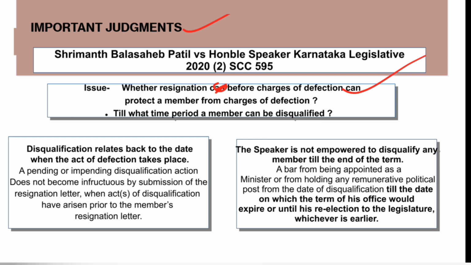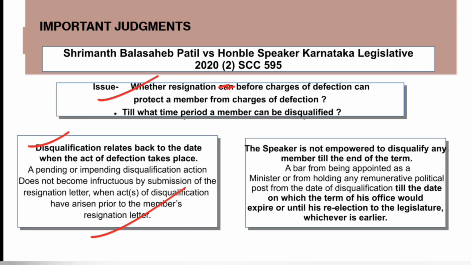So it was held that disqualification relates back to the date when the act of defection takes place. And a pending or impending disqualification action does not become infructuous by submission of the resignation letter when acts of disqualification have arisen prior to the member's resignation letter. So it was held that if the act of defection had taken place before resignation, and even if the resignation is opted prior to the procedure taking place with regard to defection, in that case the defection can be there and disqualification can be made.